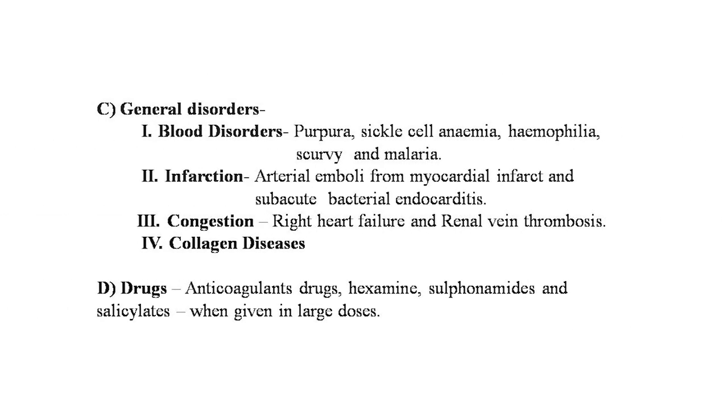Now the C, general disorders: blood disorders, purpura, sickle cell anemia, hemophilia, scurvy, and malaria; infarction, arterial emboli from myocardial infarct and subacute bacterial endocarditis. Third is the congestion, right heart failure, and renal vein thrombosis. And fourth is the collagen diseases. And the fourth and final cause for the haematuria, that is the drugs: anticoagulant drugs, hexamine, sulfonamides, and salicylates when given in large doses.